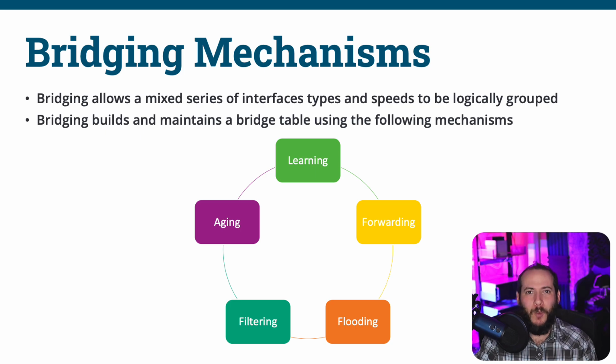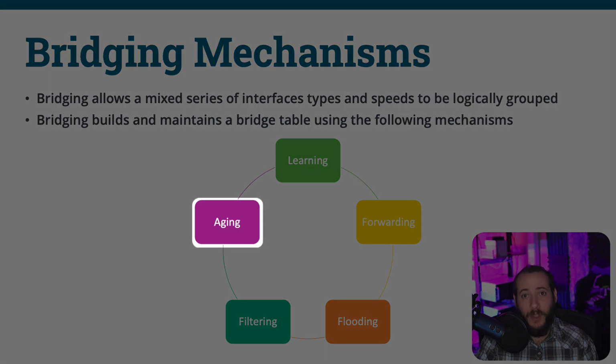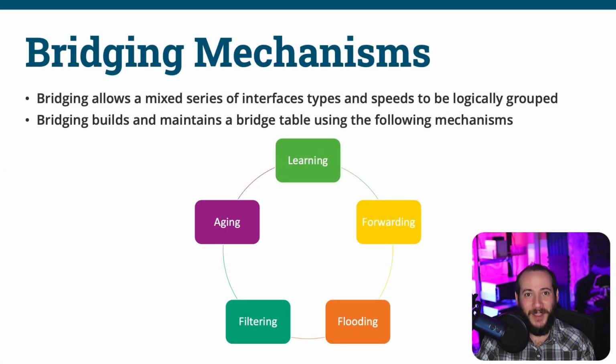And finally, we have the aging mechanism, which ensures the information in the bridging table stays fresh and relevant. When a source MAC address is not seen on any ingress frames for a period of time, the bridging table entry is removed as the switch assumes it no longer knows for certain where that destination MAC address is located. We'll be reviewing each of these mechanisms in more detail in the following lessons.